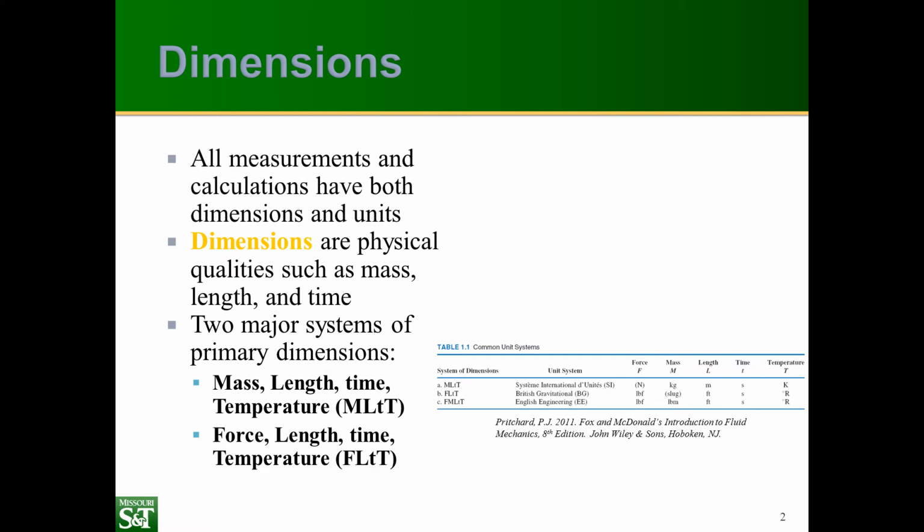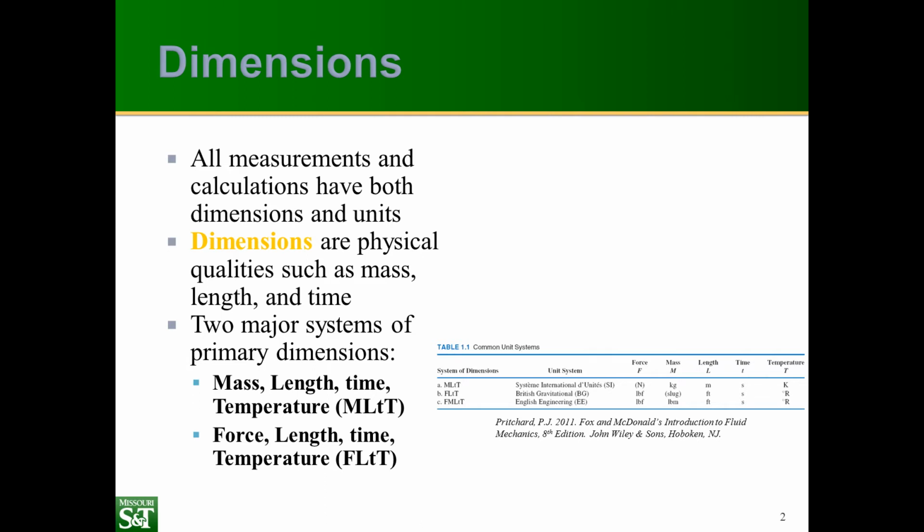Now, the SI units are mass, length, time, and temperature, where we define kilograms, meters, seconds, and Kelvin, and then the force, a Newton, is described by Newton's second law. However, the British system of units is actually force, length, time, and temperature. We define the pound force, the foot, the second, and the Rankine, and then we define the slug as the unit of mass. English engineering units are a little bit different because we use force, mass, length, time, and temperature.